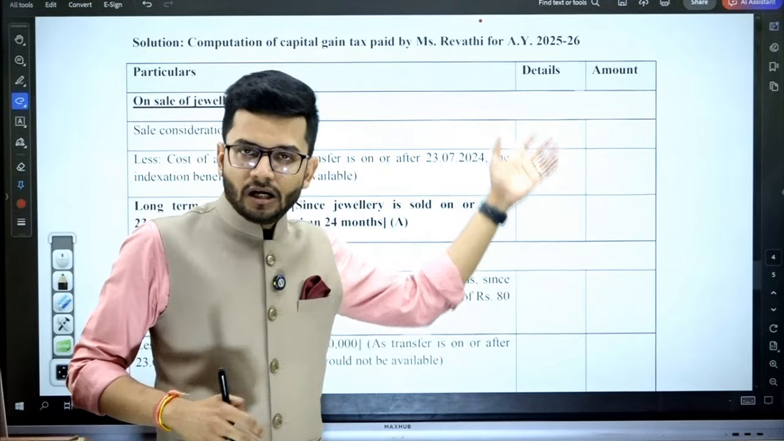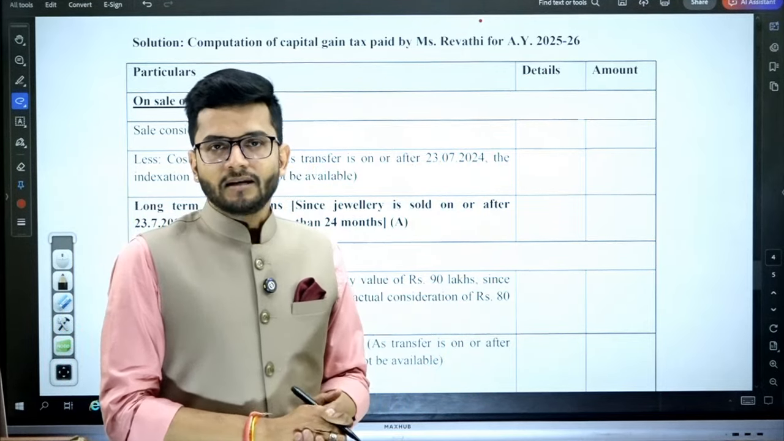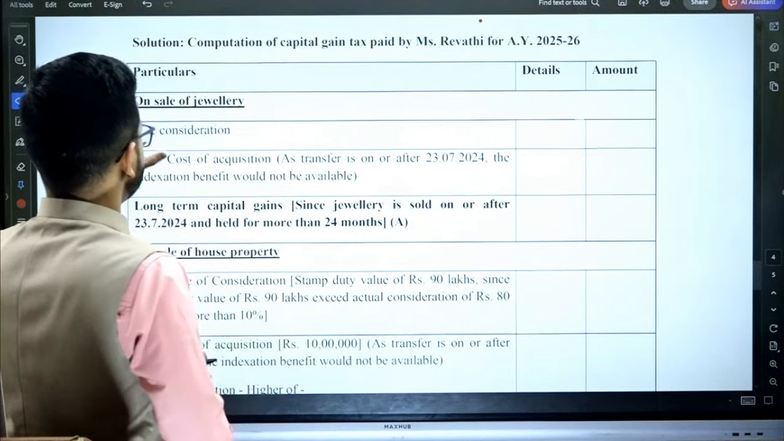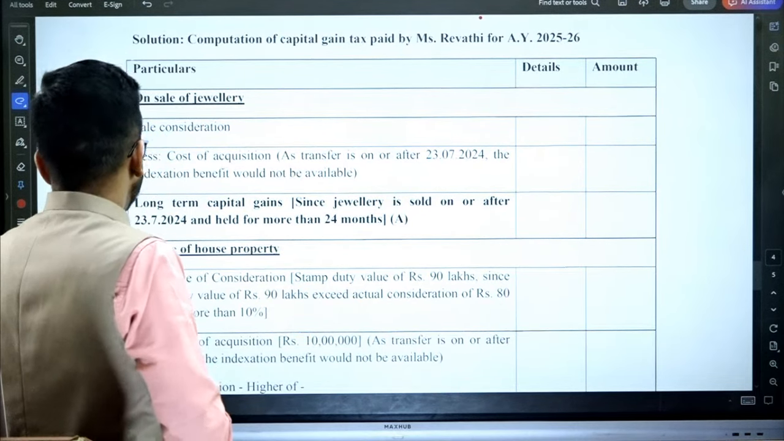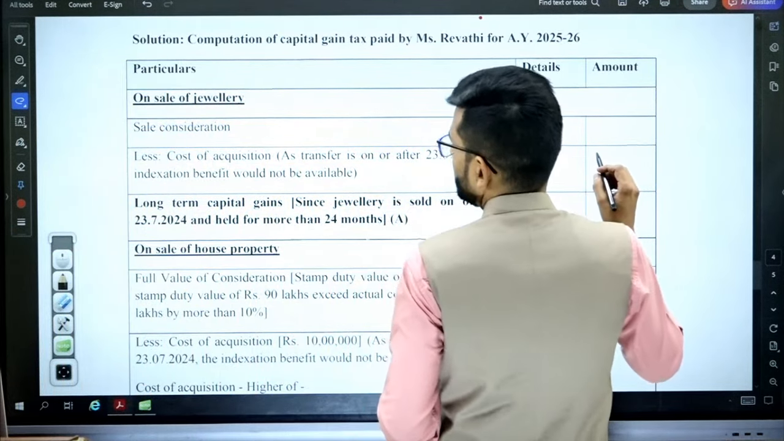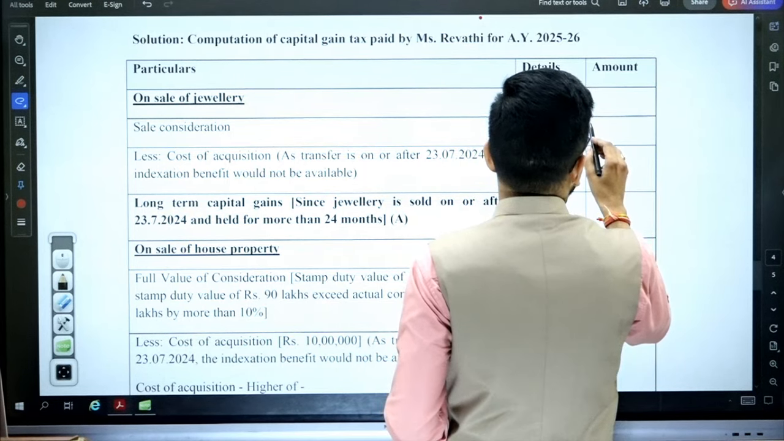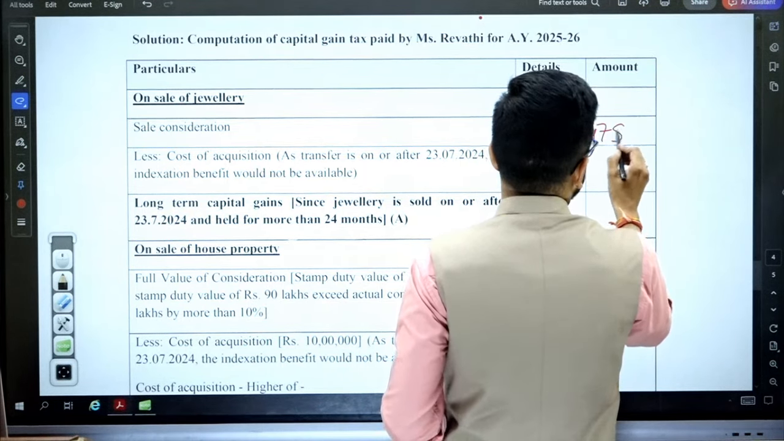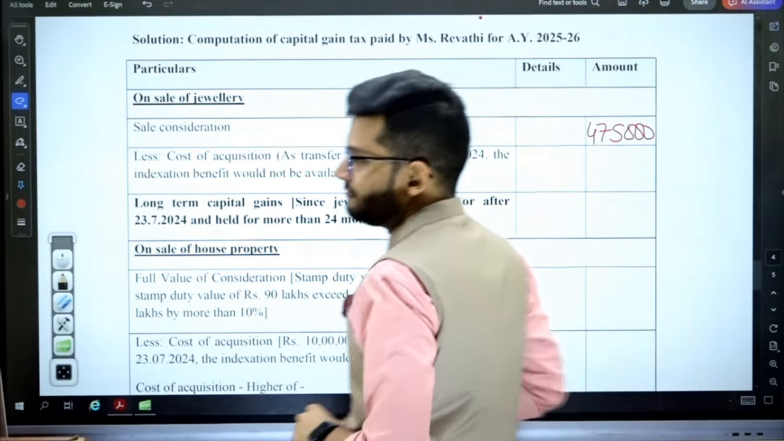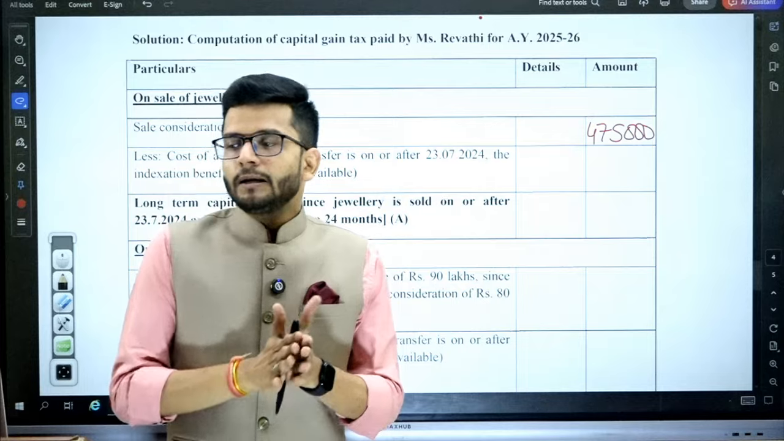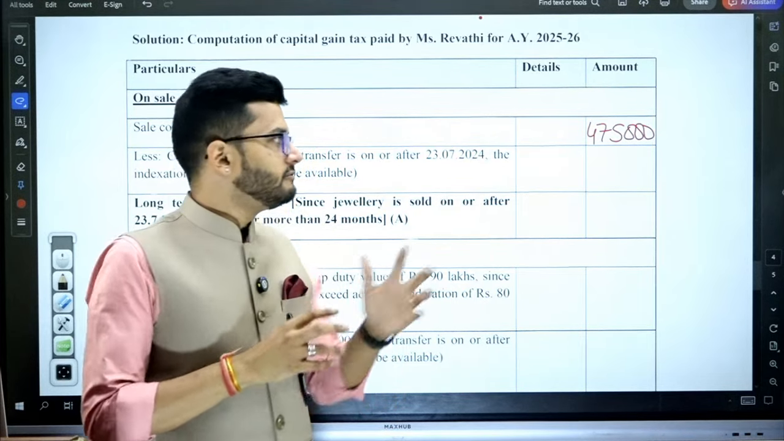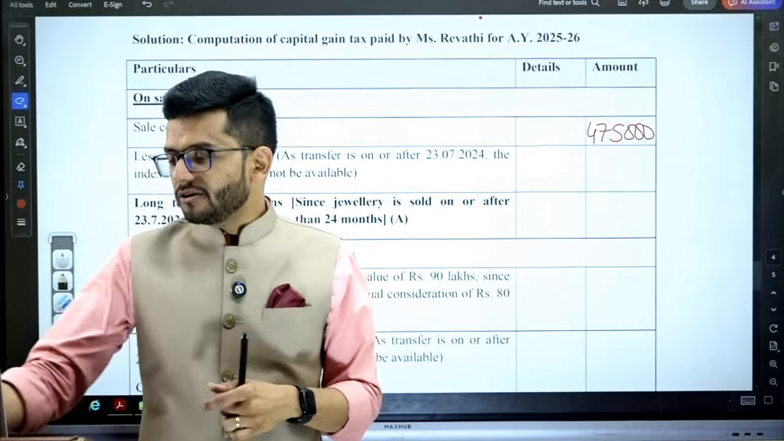Okay, please don't just fill this format and say, oh, I've done my amendment. That's not good. All right, first of all, let's talk about jewelry. The sales consideration of jewelry is 4,75,000. So jewelry has been sold for 4,75,000.